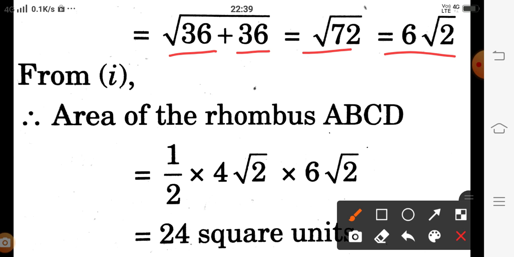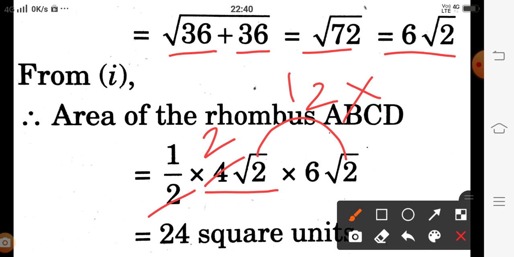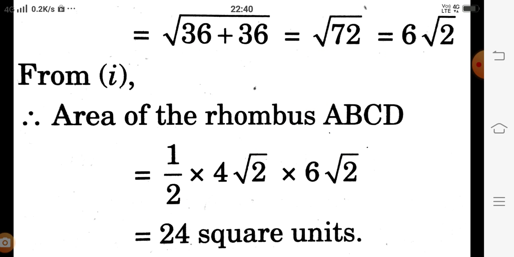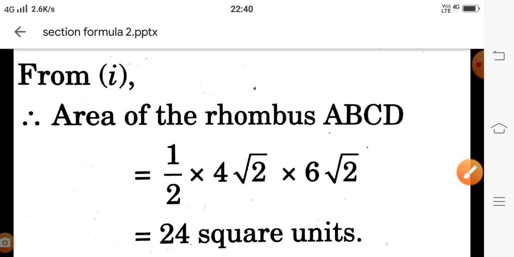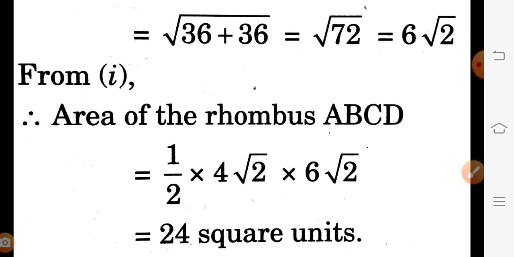Now the lengths of AC and BD we have, and if you put them in the formula for finding the area of a rhombus, we are getting half into 4 root 2 into 6 root 2. Then on solving, we are getting 6 into 2, and root 2 into root 2 is 2, means 12 into 2 we are getting, and this value is 24 square units. Means the area of rhombus ABCD we are getting as 24 square units.